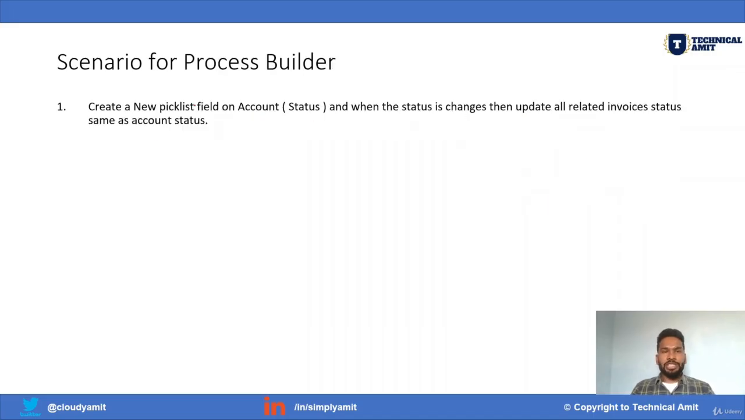Then for the process builder, we create a new picklist field, status, on account, which holds the status values of our invoice, like draft, cancel, and sent. Whenever the status of the account record changes, you need to update all the related invoices. This is again a very simple scenario, but I just wanted to show you how to migrate all these things from one org to another Salesforce org.